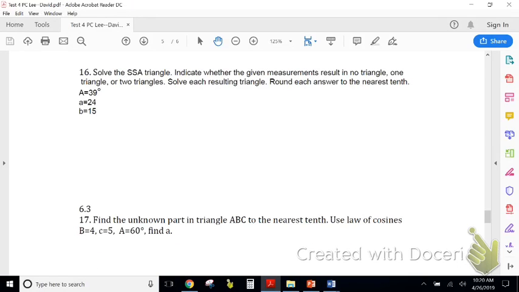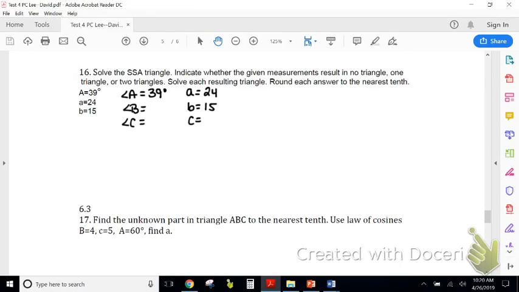Okay, on number 16, it says solve the side-side angle triangle. Indicate whether the given measurements result in no triangle, one triangle, or two triangles. Solve each resulting triangle. Round your answer to the nearest tenth. All right, so we're solving the triangle. So I'm going to go ahead and set it up. They told us angle A was 39 degrees, side A is 24, and side B is 15.